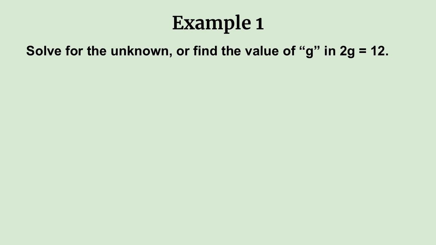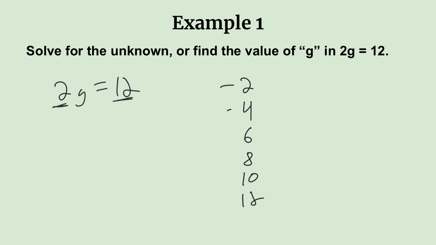So when we're trying to find 2g equals 12, we want to figure out 2 times what number equals 12. If you can't figure it out or know off the top of your head, you can always count by this number until you reach this number. So it'd be 2, 4, 6, 8, 10, 12, 1, 2, 3, 4, 5, 6. So you would put g equals 6.